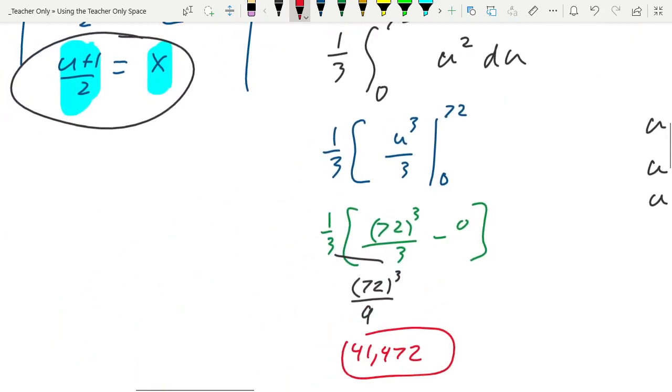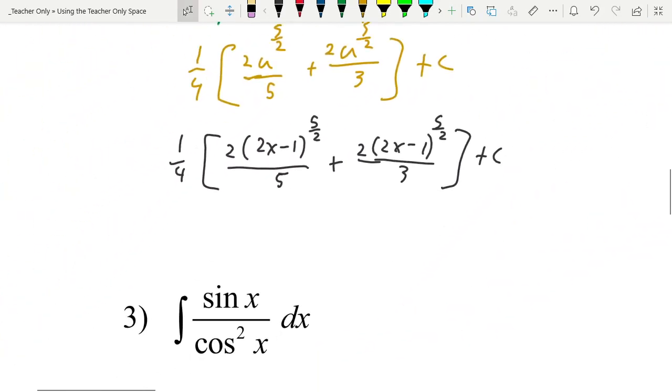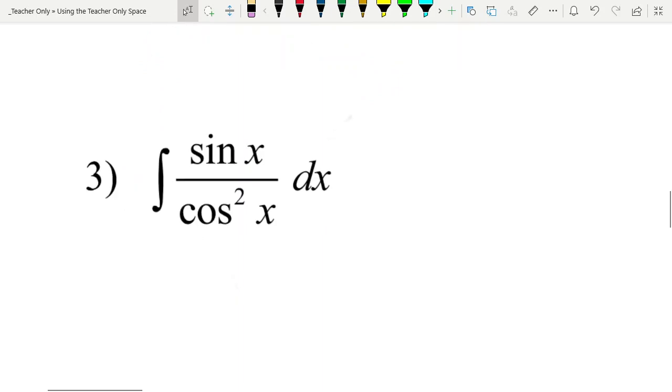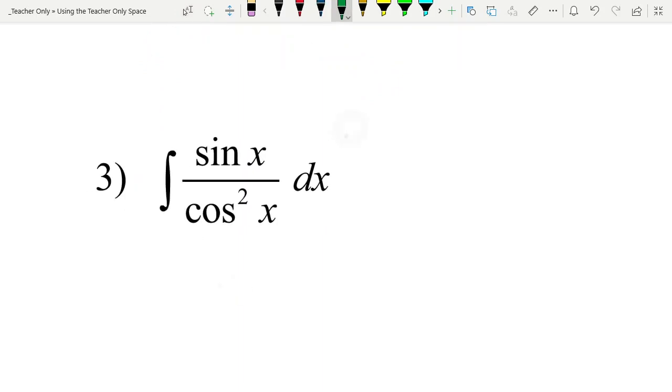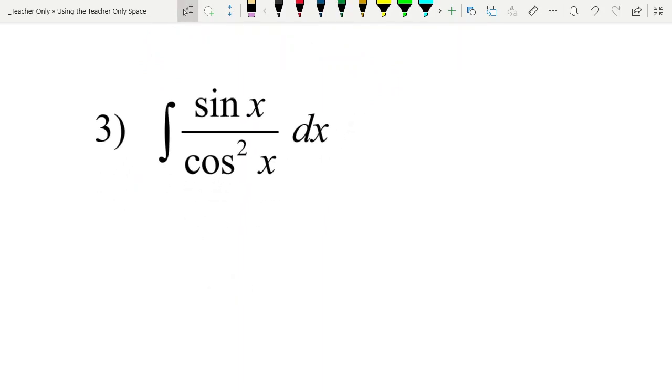All right, so we're going to keep an eye on that, right? They look similar, but they are kind of two different techniques. All right, on to this one. This looks nothing like the other one. Oh my goodness, what should we do?